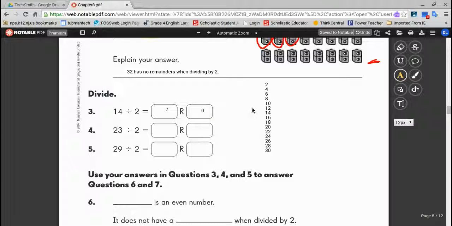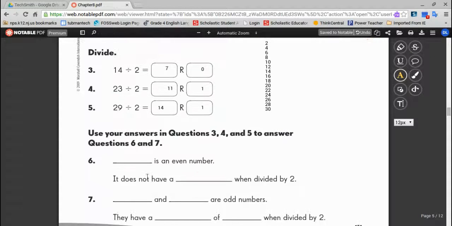Now 23 does not divide evenly, so if I look at this, 23 is right in the middle of 22 and 24. So if I count that, it's 1, 2, 3, 4, 5, 6, 7, 8, 9, 10, 11. That means I can get 11 groups, but I have 1 for a remainder. 29, same thing. I don't have a 29. It's right between 28 and 30. If I count how many groups I have, it's 1, 2, 3, 4, 5, 6, 7, 8, 9, 10, 11, 12, 13, 14. And I have 14 with 1 remainder.